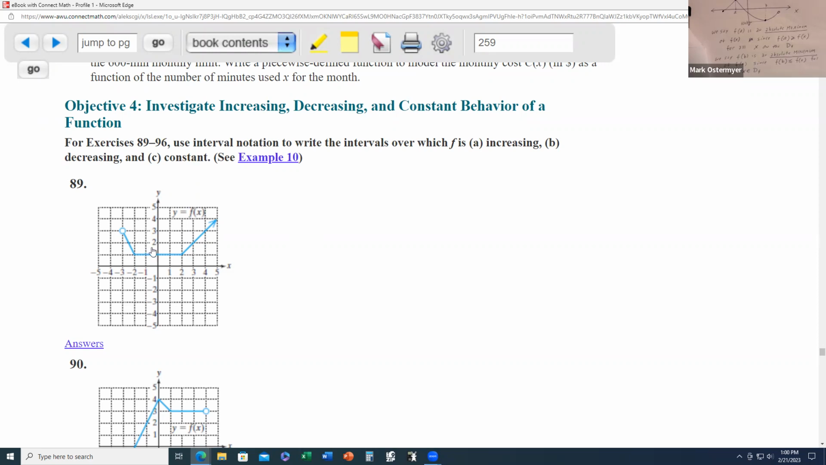I want you to, using the graph of this function, determine the intervals on which the function is A, increasing, B, decreasing, and C, constant. Please write those intervals using interval notation. Problem number 89. This open hole here on the graph means that the point -3, 3 is not actually a point on the graph. Go ahead and do that problem. I'll give you a minute or so. Problem number 89. Indicate the intervals on which the function is increasing, decreasing, and constant.